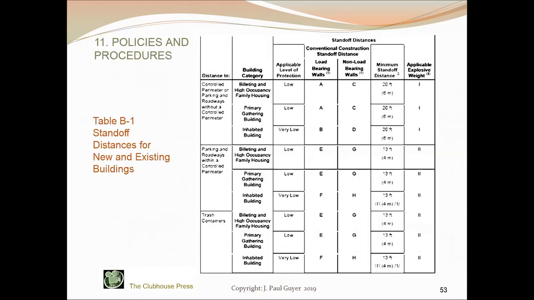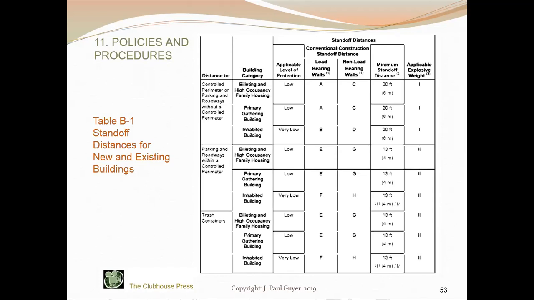And now here is table B1, which has been referred to several times as we've been moving along. This indicates the standoff distances for new and existing buildings: standoff distance to the controlled perimeter, or parking and roadways without a controlled perimeter. Again, with the controlled perimeter, you build a fence around it, but you can't always do that. And so you want to keep the parking lots and the roadways as far away from the building as you can.